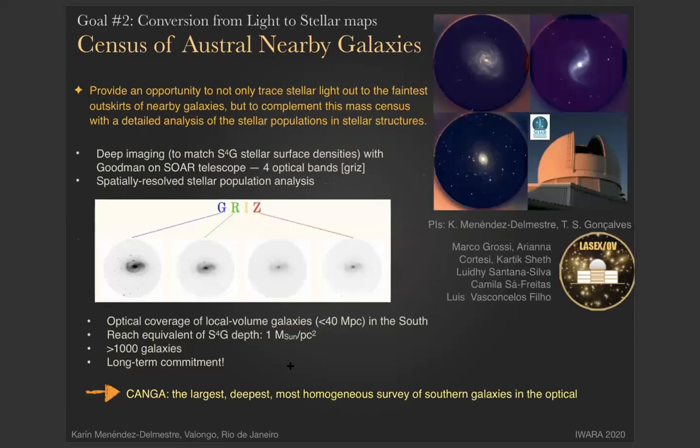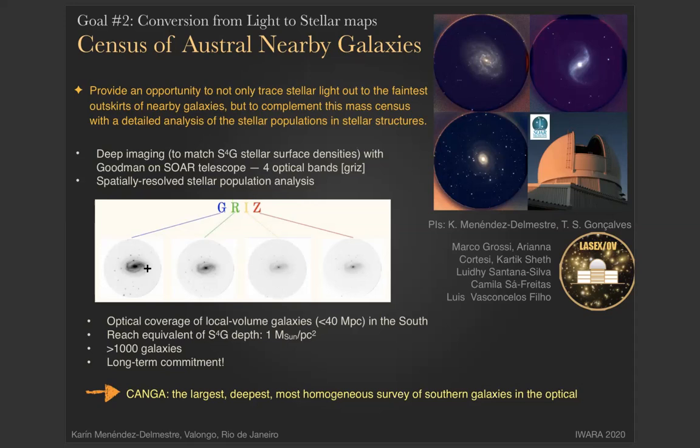For that, this is where the Kanga survey comes in. This is the Census of Austral Nearby Galaxies. This is a survey that we started 2 years ago at Valongo. The PIs are Thiago Signorini Gonzalez and myself, and we have been working very closely with a number of other scientists at Valongo, including students, postdocs, and visiting professors. The main thing is deep imaging in 4 filters, the griz filters, using the SOAR telescope and the Goodman imager.